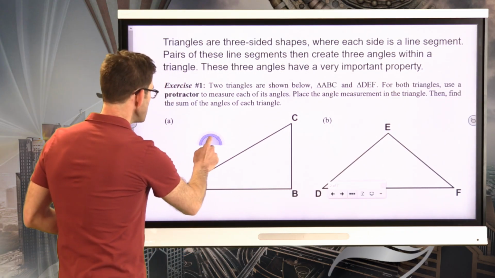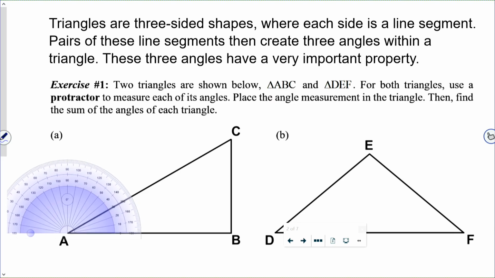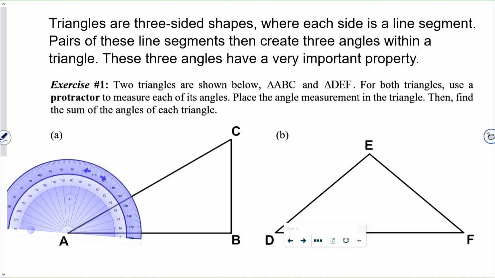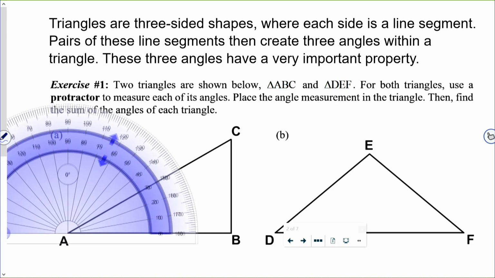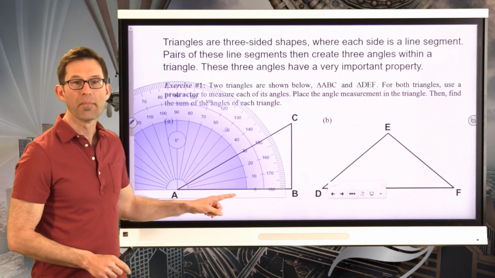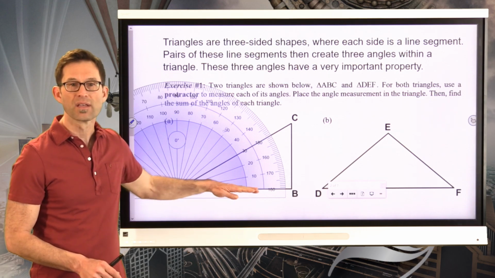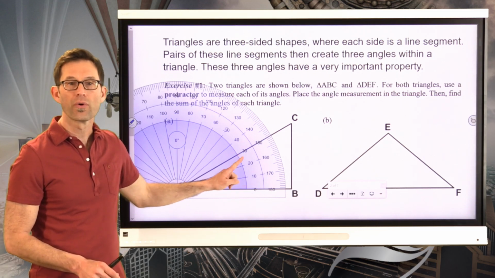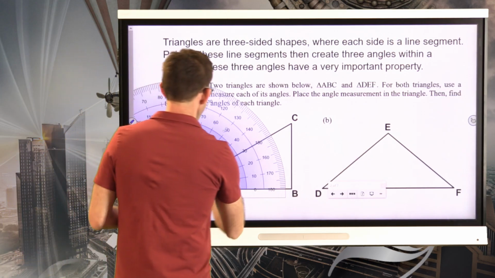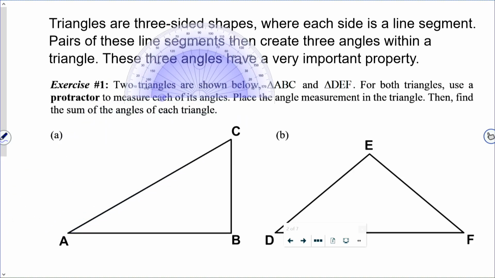The easiest angle for me to measure will be angle A. So I'm going to put vertex A right there at the center of my protractor. I'm going to make it a little bit bigger so you can see it. And hopefully what you see is that the measure of angle A is 30 degrees. I'm using the scale on the inside because I'm measuring from here up. So a 30-degree angle for angle A. I'm just going to write in 30 degrees there.